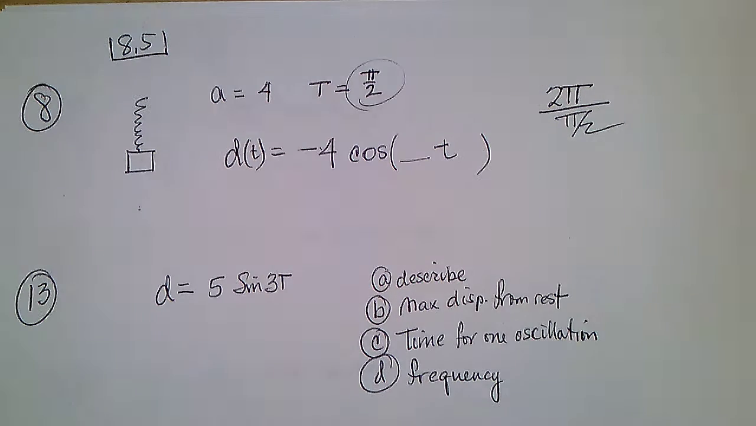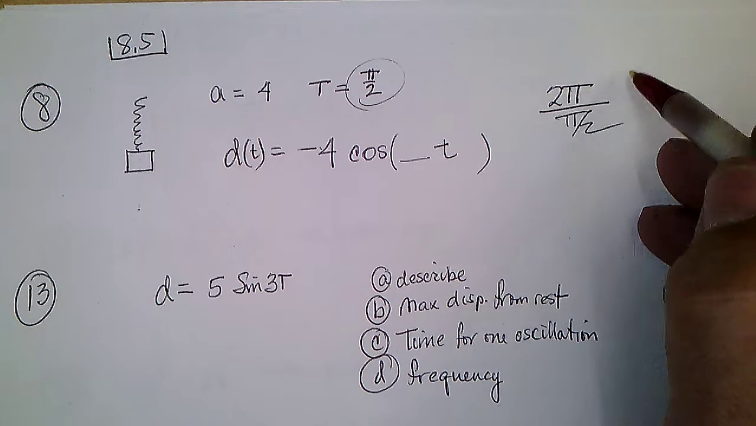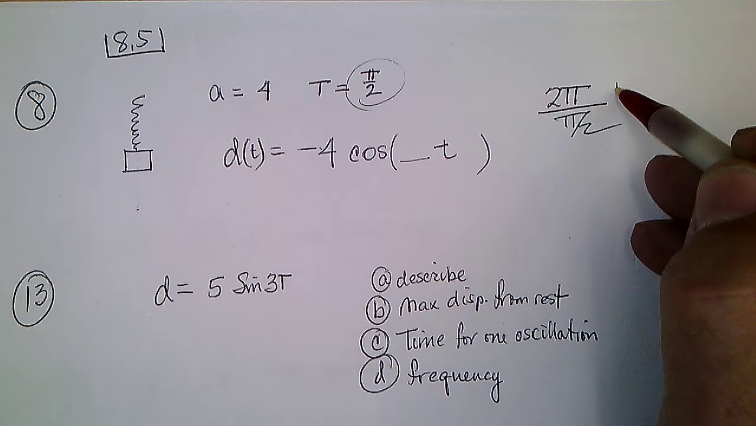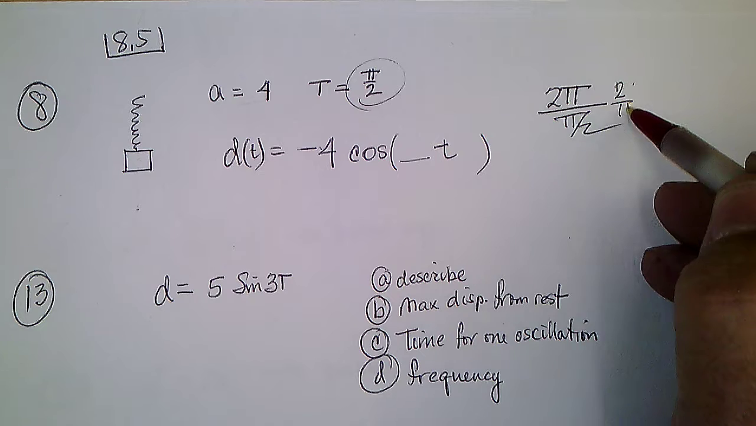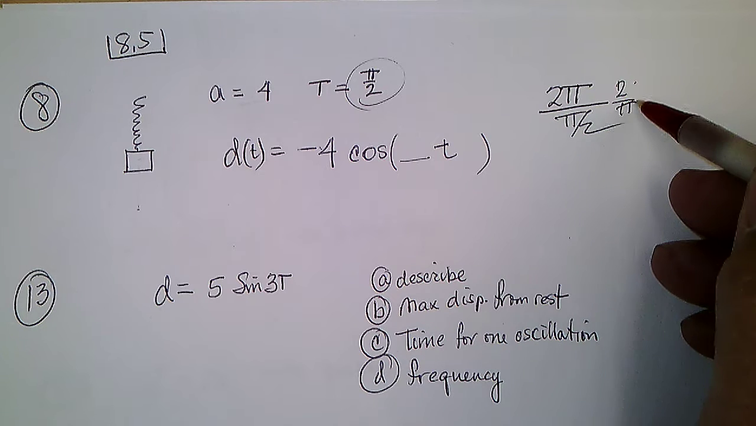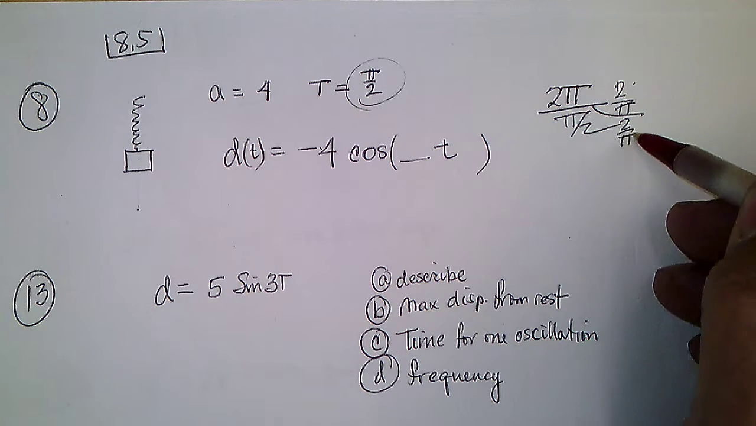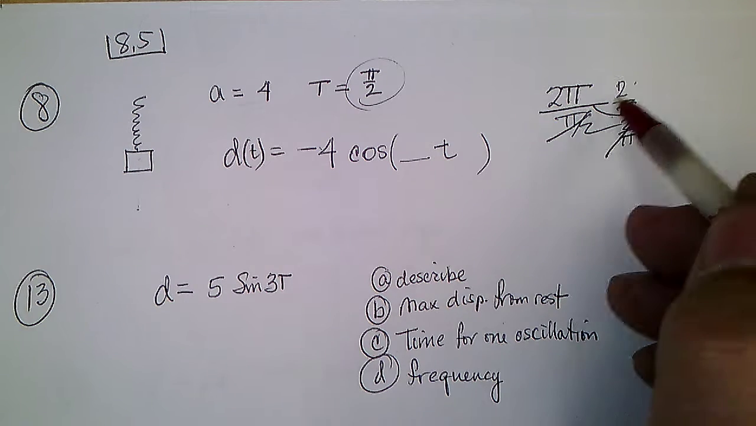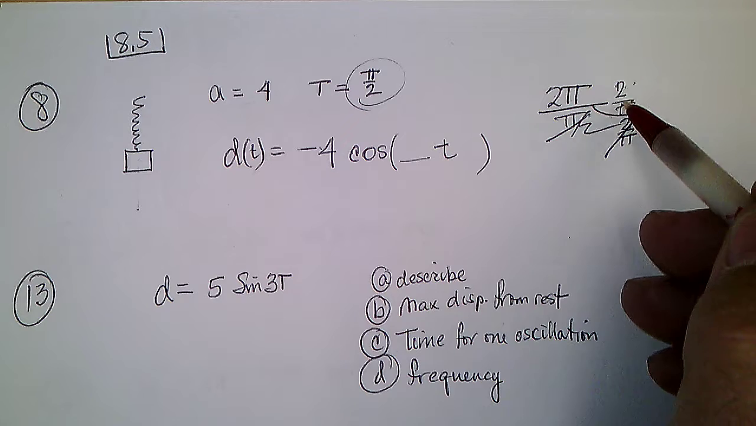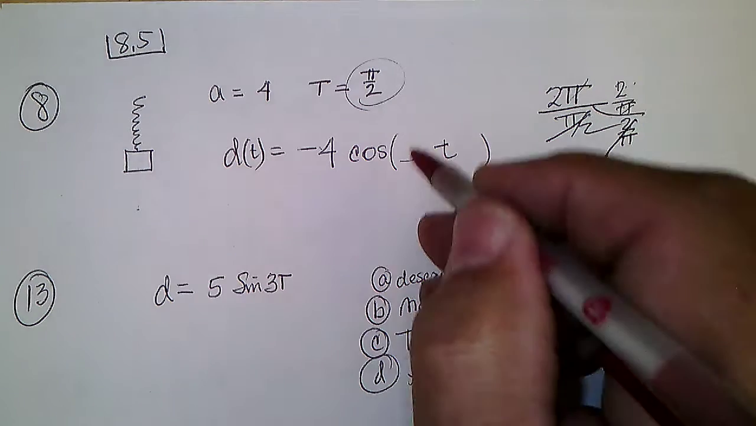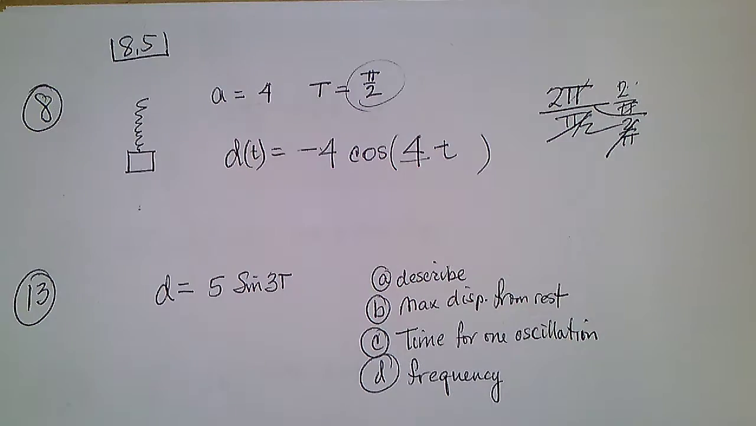So now we have to figure out what that is. Well, we can multiply by 2 over pi, on the numerator and the denominator. And this would cancel this, and we'd get 4 pi over pi, the pi's cancel, and we get 4t. And that would be the equation.